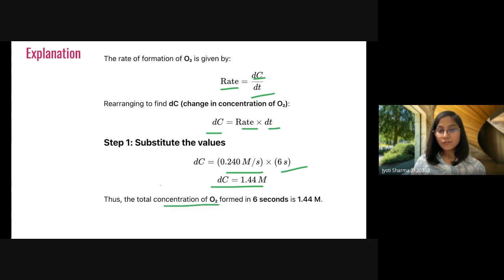The concentration of oxygen formed in 2 seconds is 1.44 molarity. Because this is the concentration, and always the concentration unit will be molarity, and molarity is nothing but the number of moles per liter, right? So this is how we can calculate this type of question.